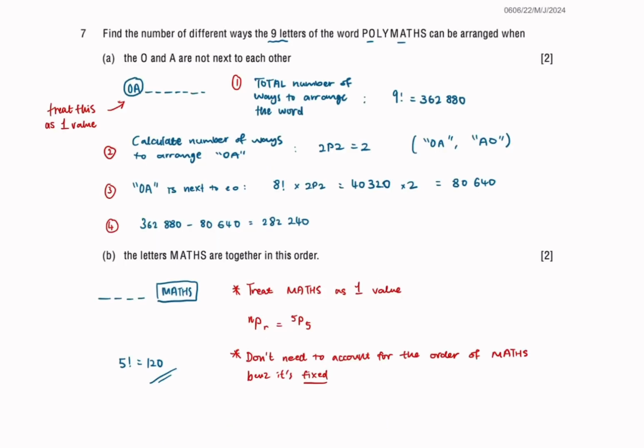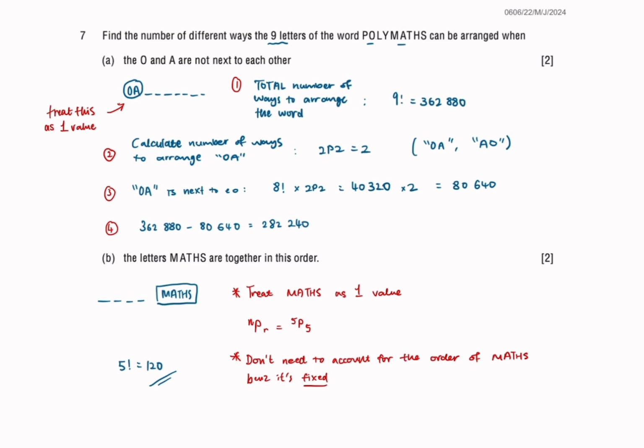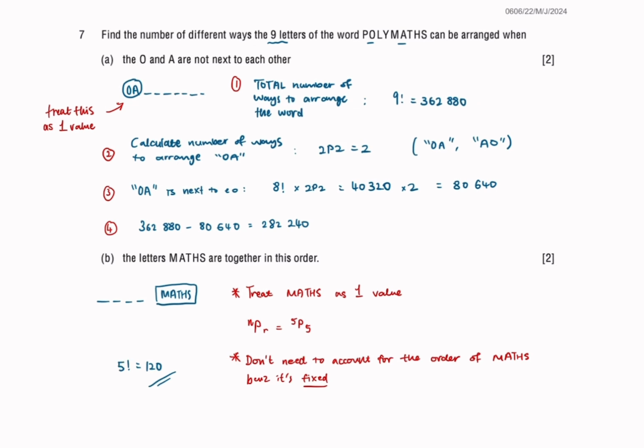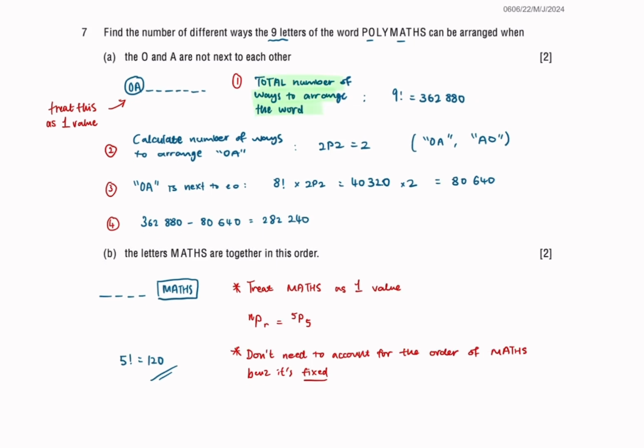Okay, so first question: find the number of different ways the 9 letters of the word POLYMATHS can be arranged when O and A are not next to each other. What I did for this question is that I found the number of ways you can arrange the word POLYMATHS, and then I subtracted the number of ways that O and A are actually next to each other, to find the number of ways that they are not next to each other.